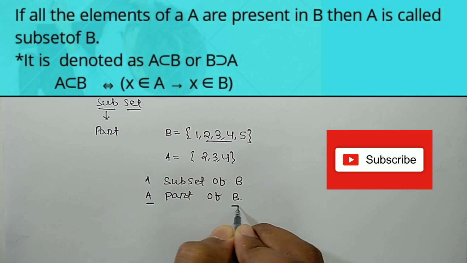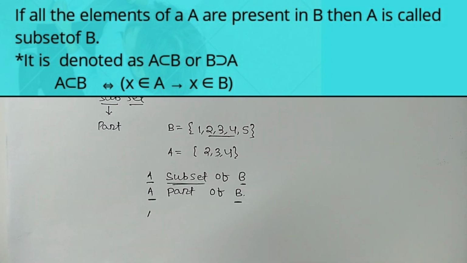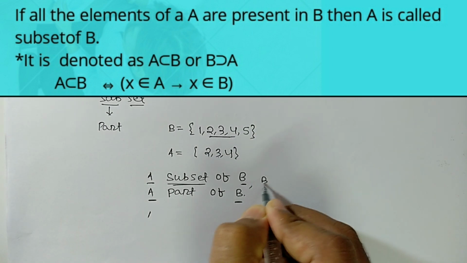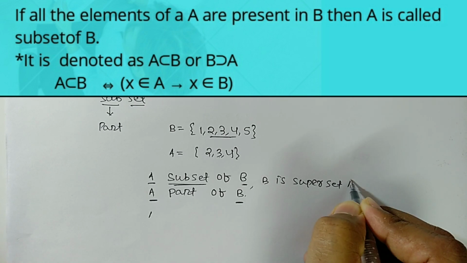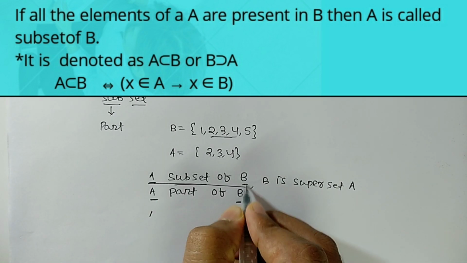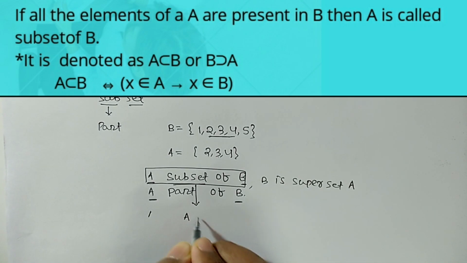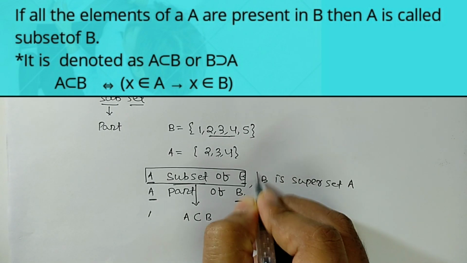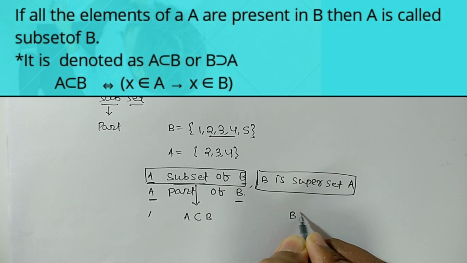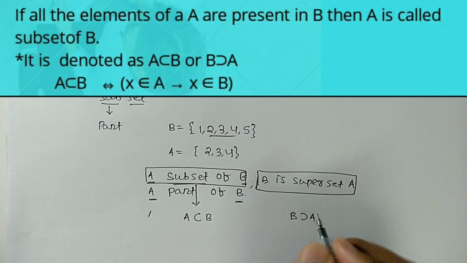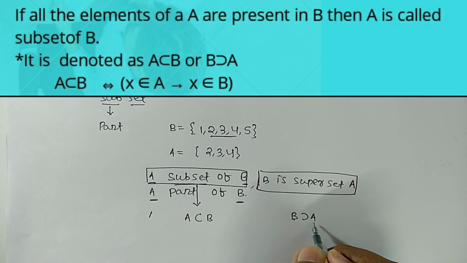So A is a part of set B, that is why A is the subset of the set B. Or we can write that set B is the superset of the set A. For this statement, we can represent it symbolically: A is a subset of B, or we can also write that B is a superset of A.